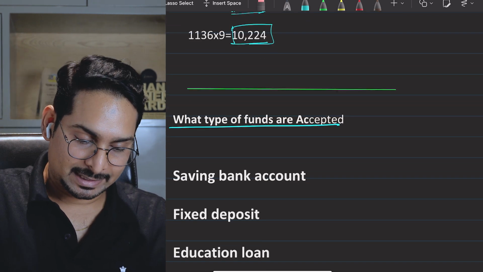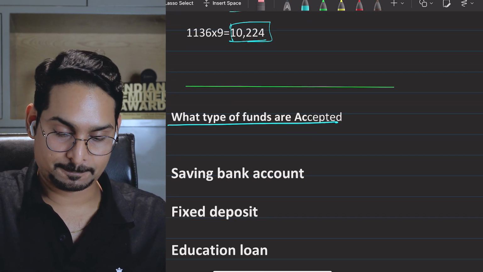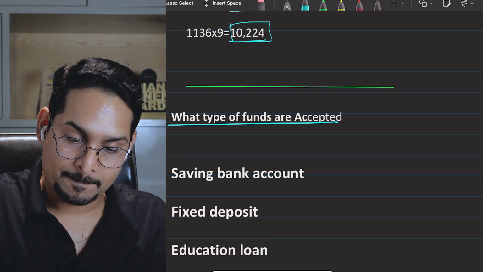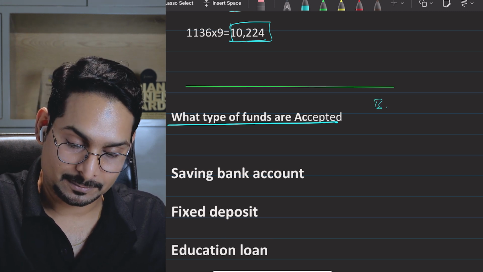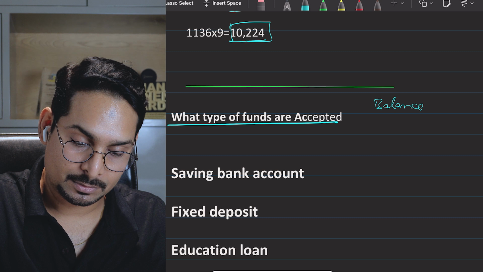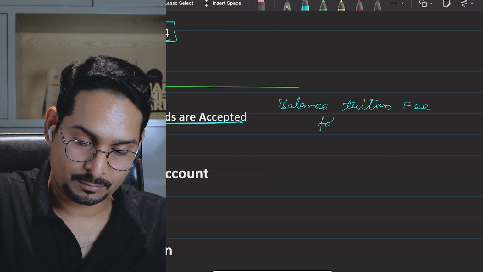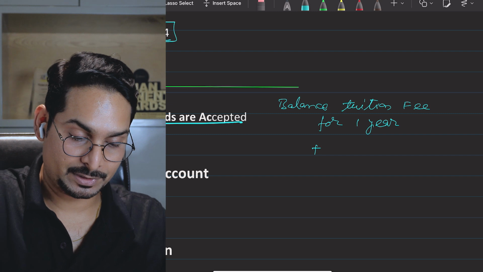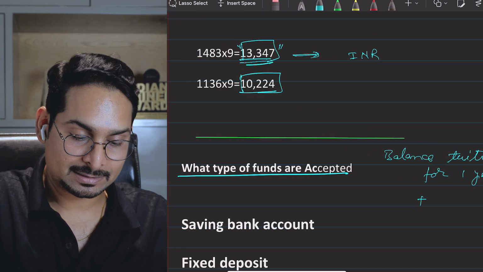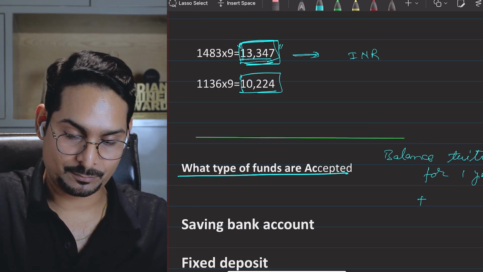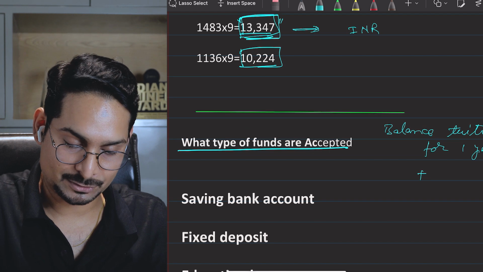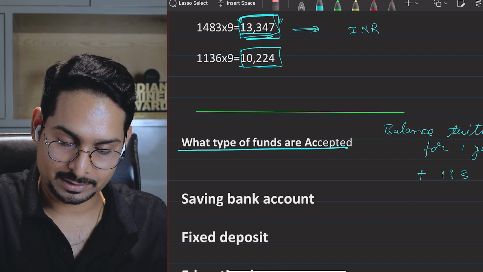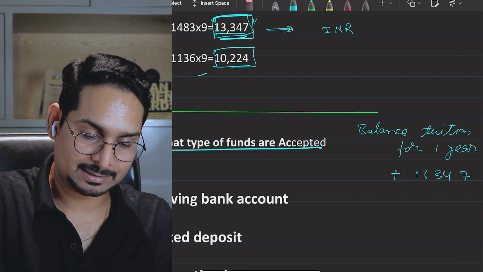Now, what type of funds are accepted? How are you going to show these funds? So you need to show the balance tuition fee for that 1 year. Let me write this for you. So balance tuition fee for 1 year, okay, plus the maintenance funds, which we have discussed. Let's assume that your university is in London. So how much you need to add extra? 13,347. If it is outside London, then this is the amount.